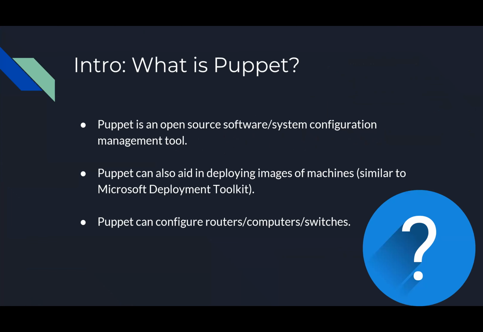Okay, so what is Puppet Master? Well, Puppet Master is both a software and hardware configuration management tool that can deploy configurations to a wide range of systems. Like Microsoft Deployment Toolkit, it can be used to deploy images to systems on your network, speeding up the system administration process. In addition to computers, it can also push configurations out to routers and also switches.